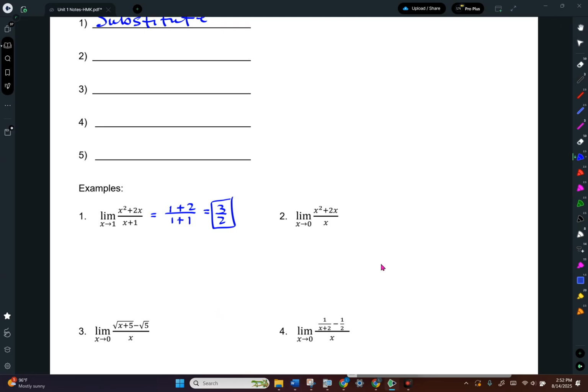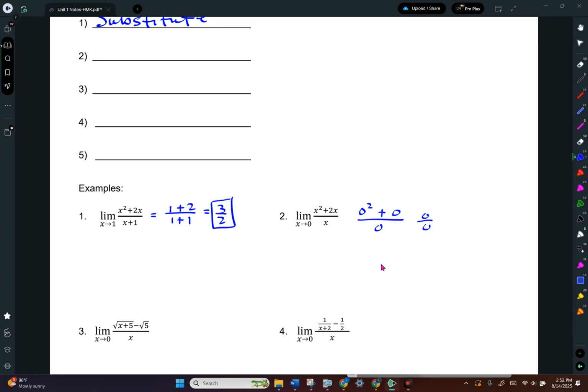If I substitute in a 0, I'm going to have 0 squared plus 2 times 0 all over 0. Then that equals 0 over 0. All right, that's undefined. But undefined doesn't mean the limit doesn't exist necessarily. Undefined means I don't have enough information to know what the answer is.